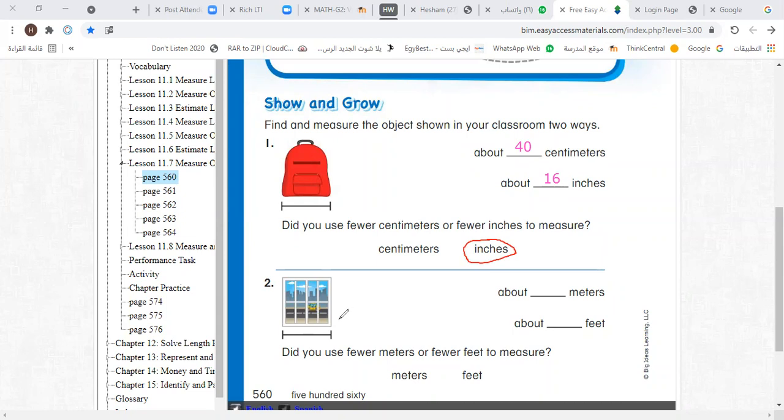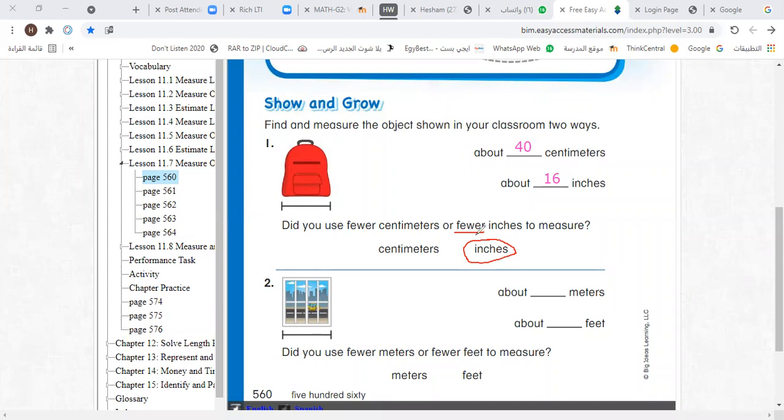Grade 2, don't forget, here we find this word fewer, so we take the longer. Which is longer, centimeter or inch? Inch. Fewer, longer. Fewer, longer.